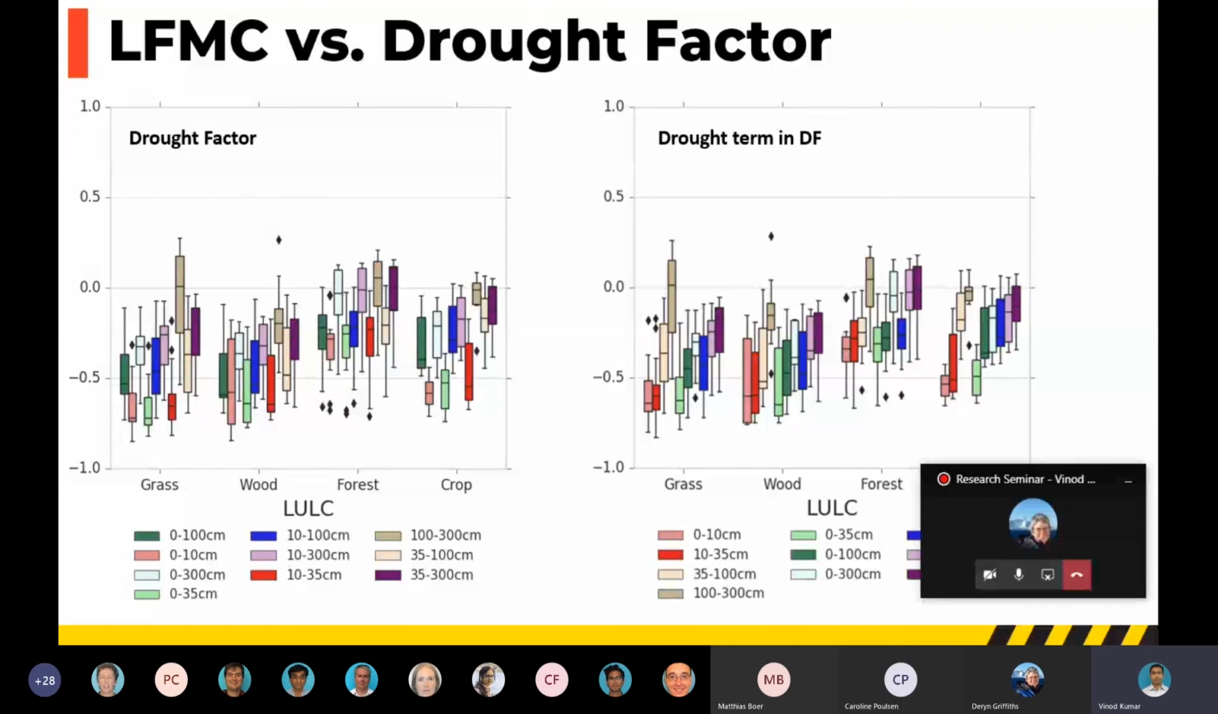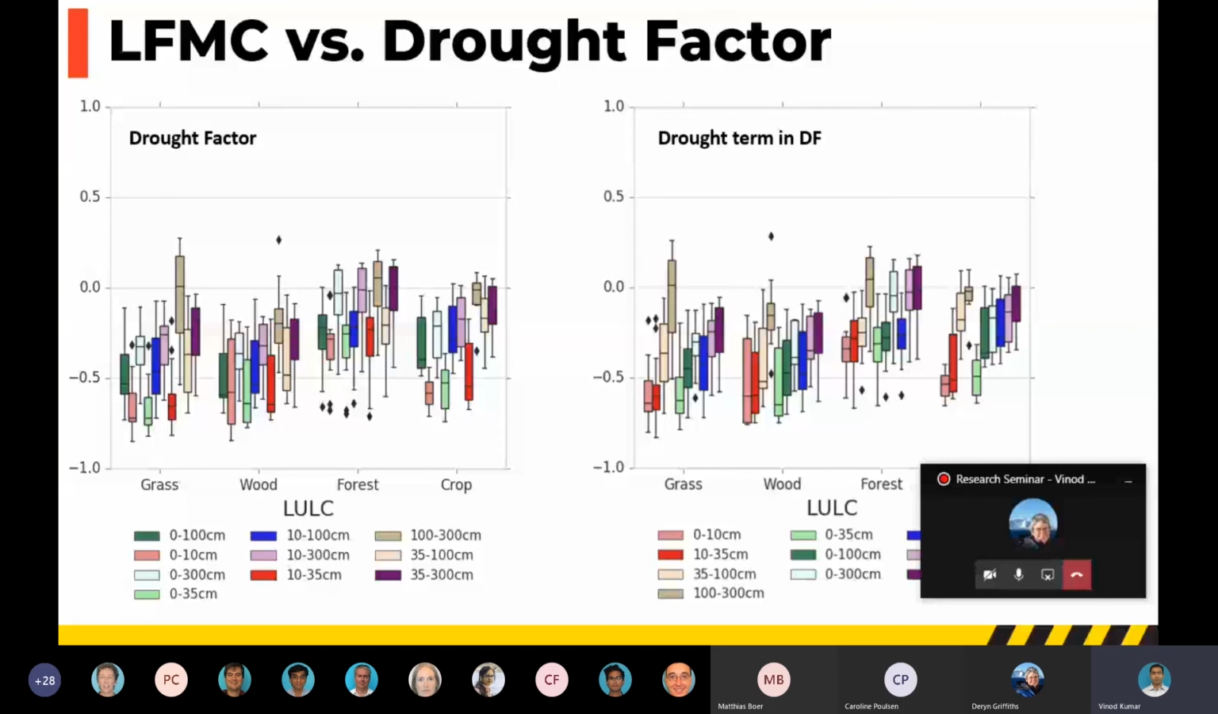So in short, the takeaway point is that the 0 to 35 centimeter layer provides the highest skill in this relationship. I also looked into just the Drought 10, that is the soil moisture deficit 10 in the drought factor. You could say it's a similar skill to drought factor here, but drought factor sometimes has higher skill, possibly because it also considers precipitation, which can be a factor influencing the live fuel moisture content data.